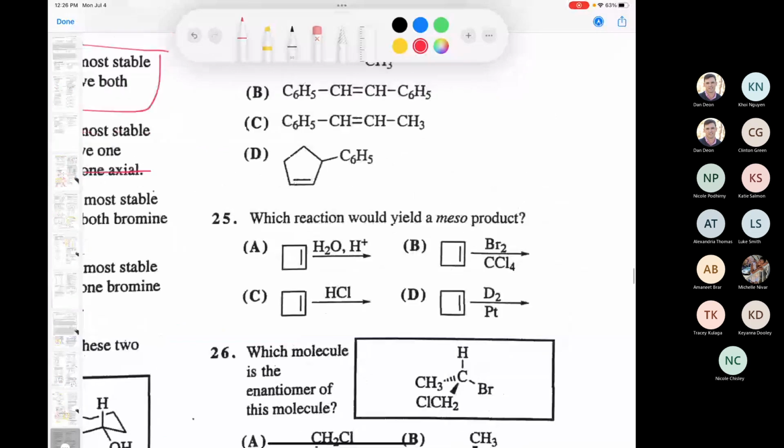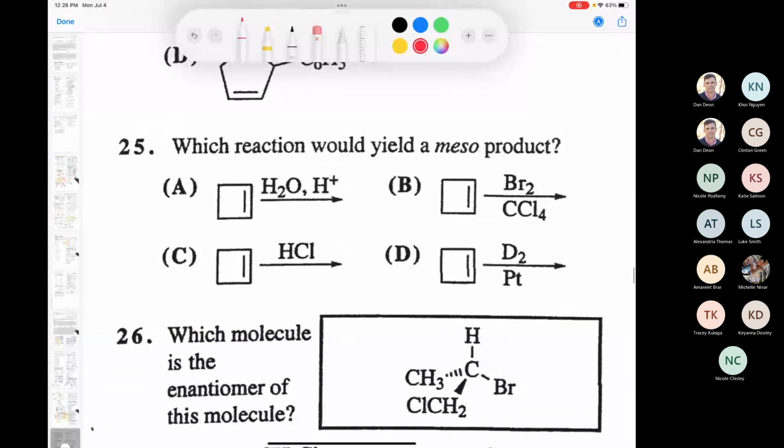Question 25. Which reaction would produce meso product? Another opportunity for us to bring up D2. Could anybody tell me what D2 is? And it's not a trick question. It's in the study guide. It's not meant to fool you.